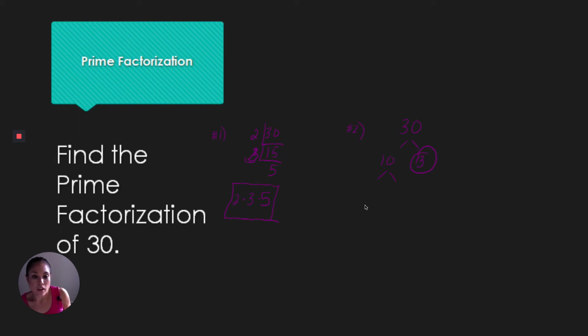And now I need to break down my 10. 2 and a 5. Now that's as low as I can go because these are all prime numbers. Okay, so I have 2 times 3 times 5. And I like to write it in order of number from smallest to largest. I think it just makes sense. And it just seems more organized and neat.